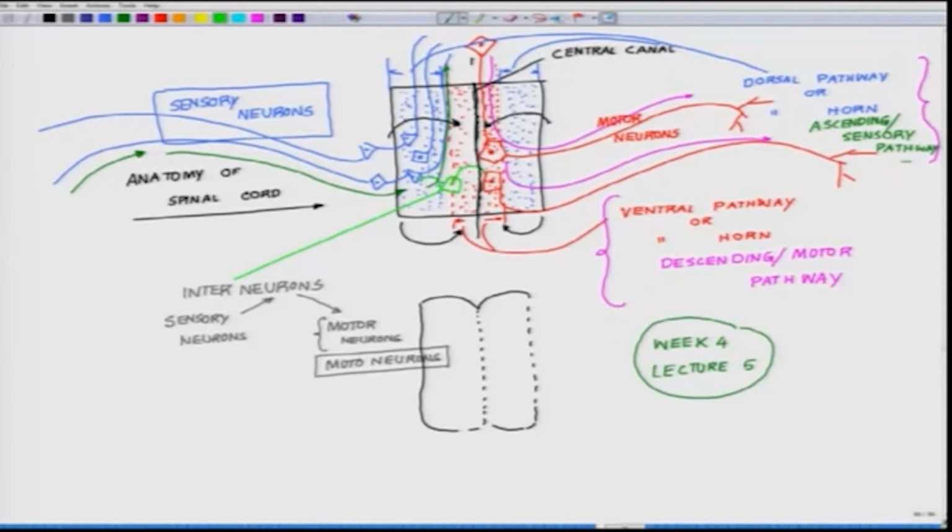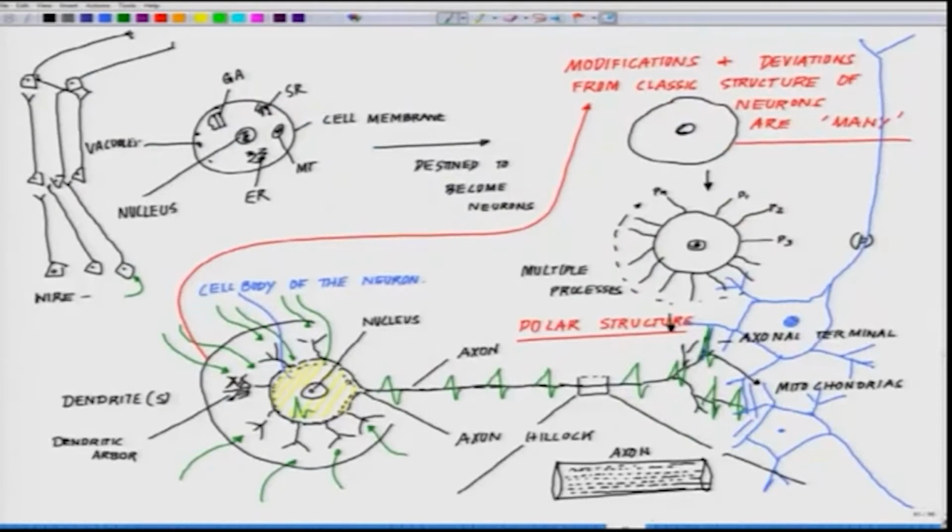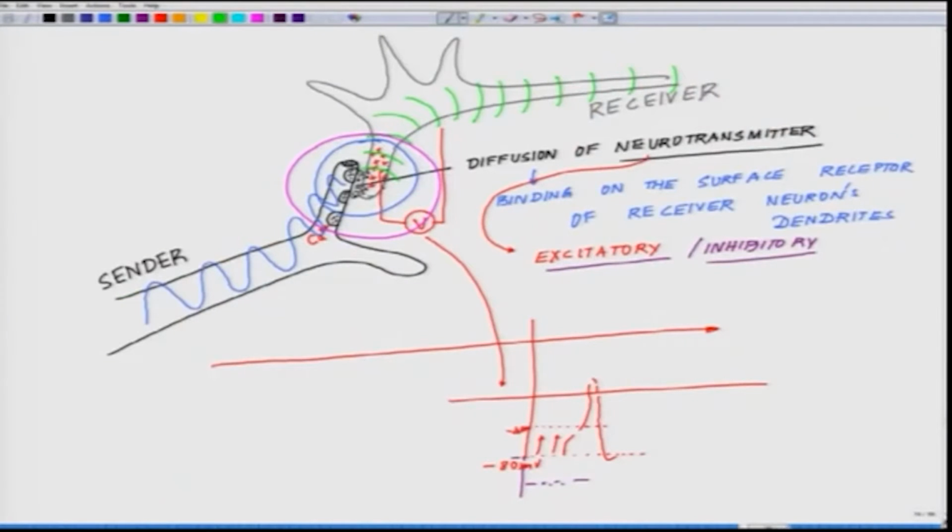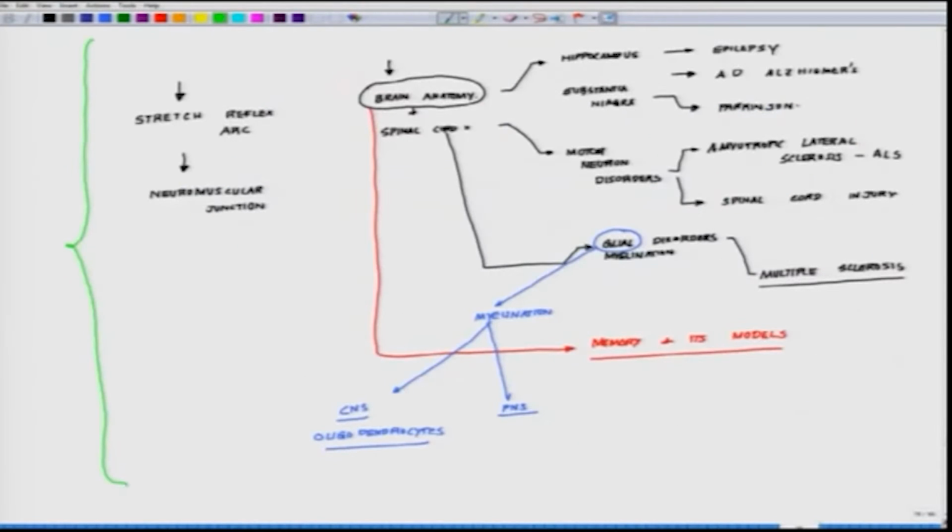Okay. Now, with this brief background, I will move on to, let me just put it down. This is week 6, lecture 2, W6L2.